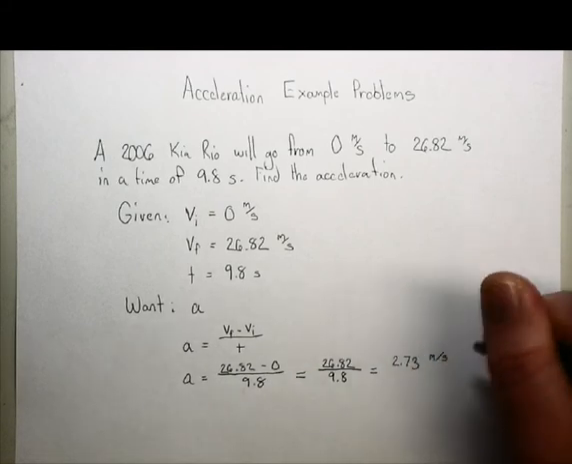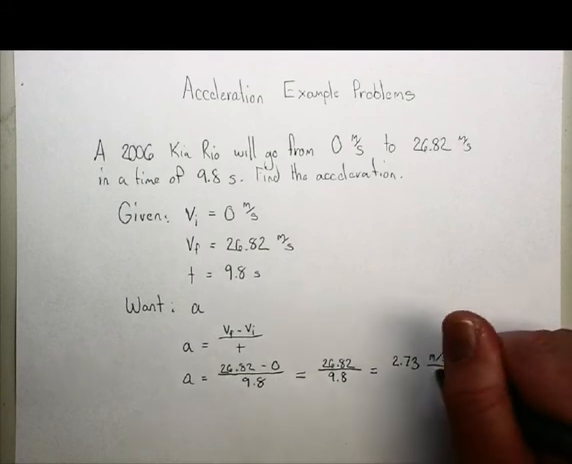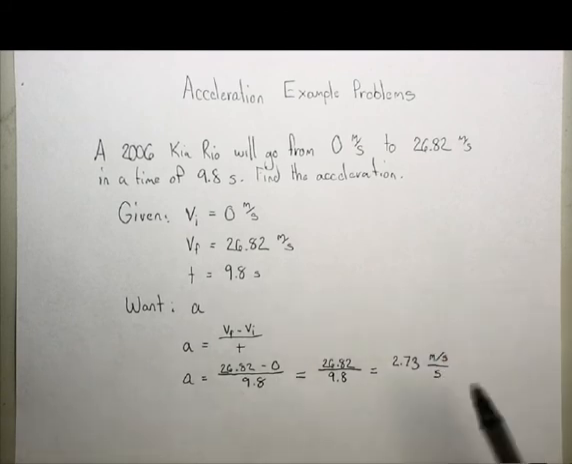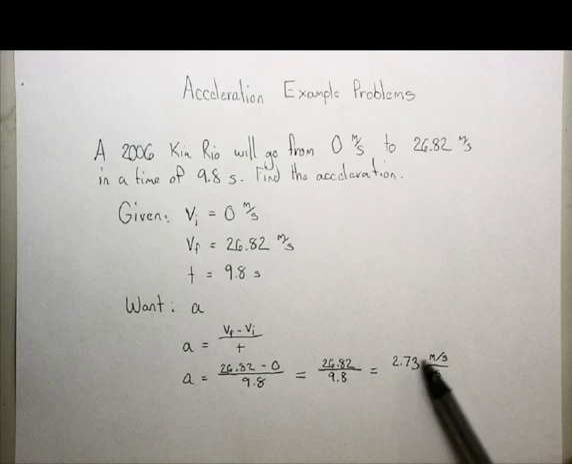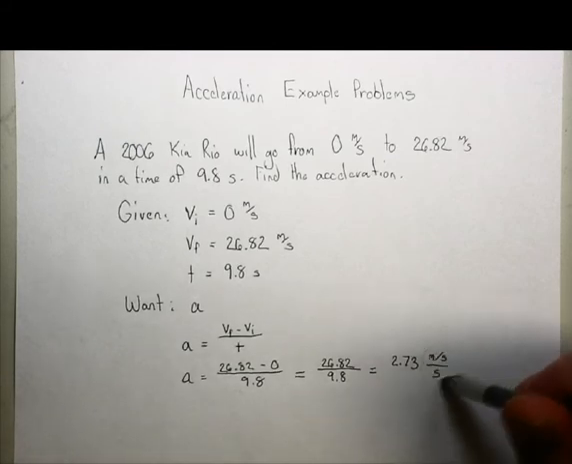Meters per second. And on bottom we have time, which is per second. So we would say this as 2.73 meters per second per second. So that tells us that for every 1 second of time that passes, this car can increase its speed by 2.73 meters per second.